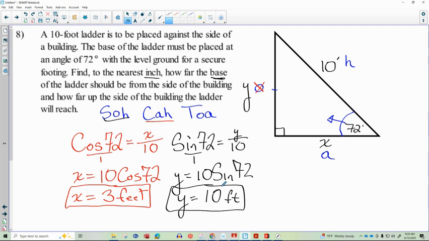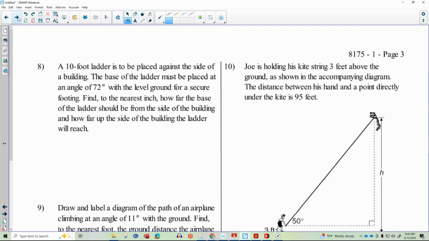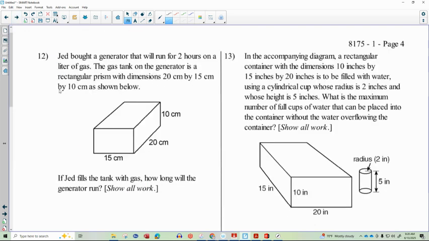Please, there could be some SOHCAHTOA and trigonometry problems on the exam that have X on the bottom or X as the angle. So please consult the trigonometry video on Mr. Frank's YouTube channel. All right, let's go back here and do one more problem.